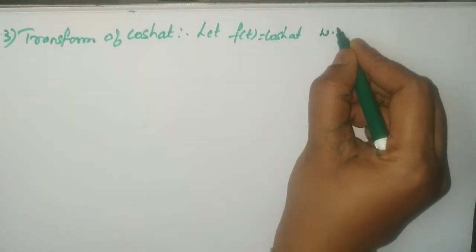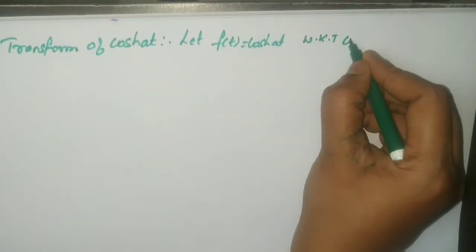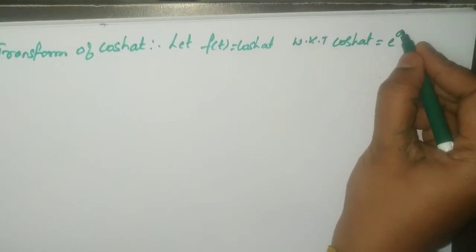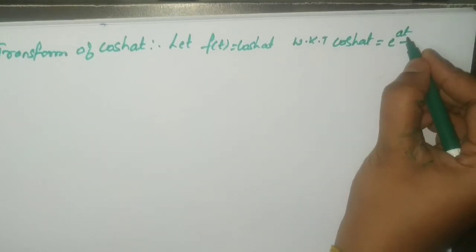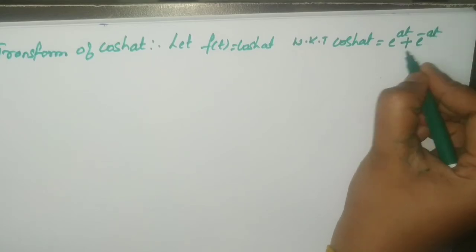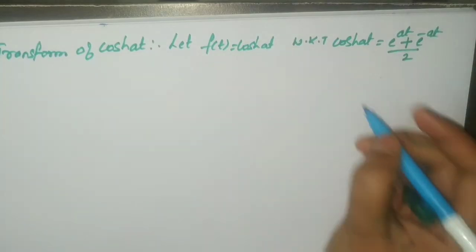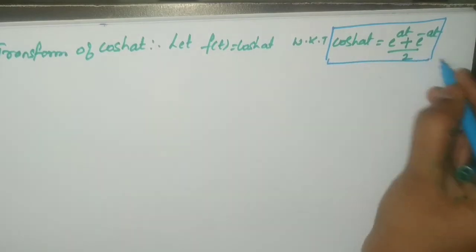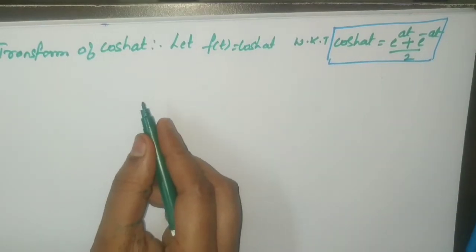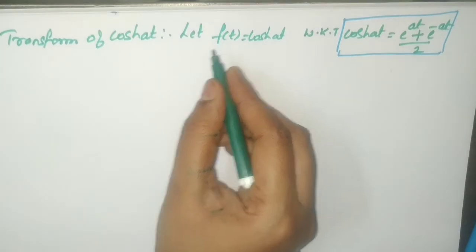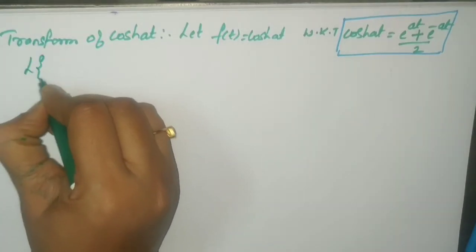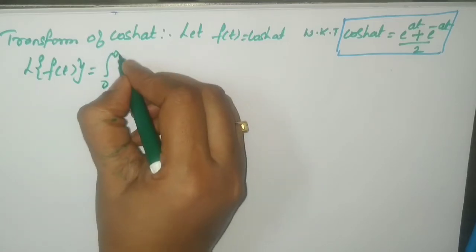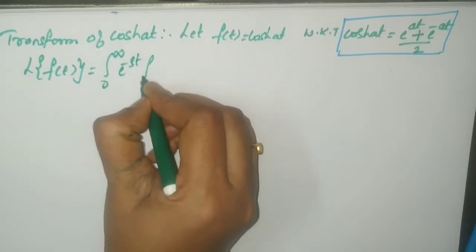We know that cos hyperbolic at can be written as e power at plus e power minus at by 2. Whenever it is cos, please remember it is plus. So this will help us. I'll tell you why you have to convert this. Let us write the formula for Laplace transform. Laplace of f of t will be integral 0 to infinity e power minus st f of t dt.